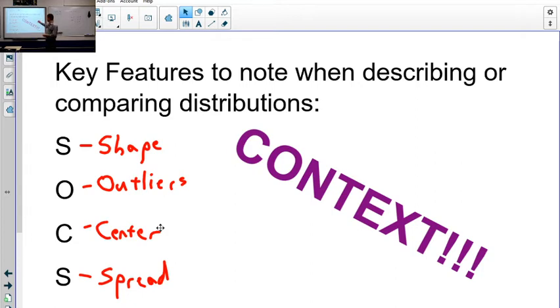So shape, outliers, center, spread, that's going to be SOCS, and you want to make sure you have the context of the question.